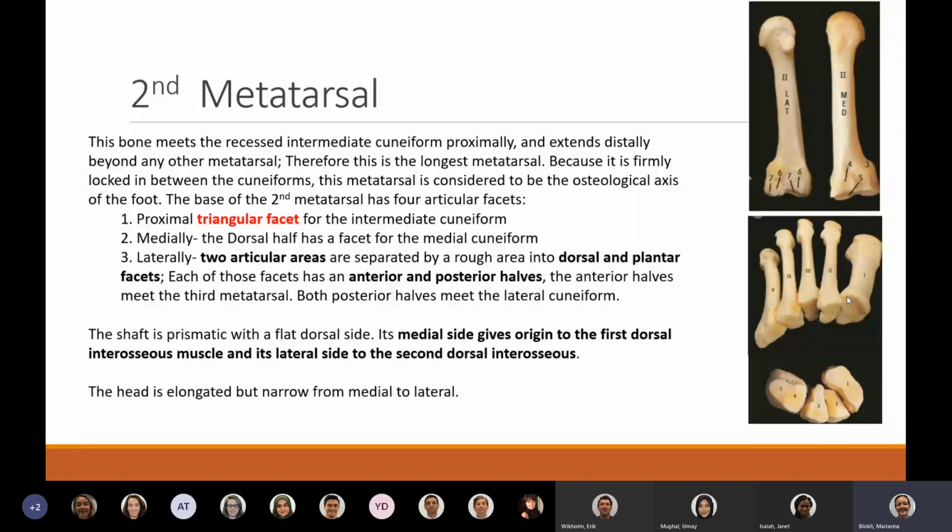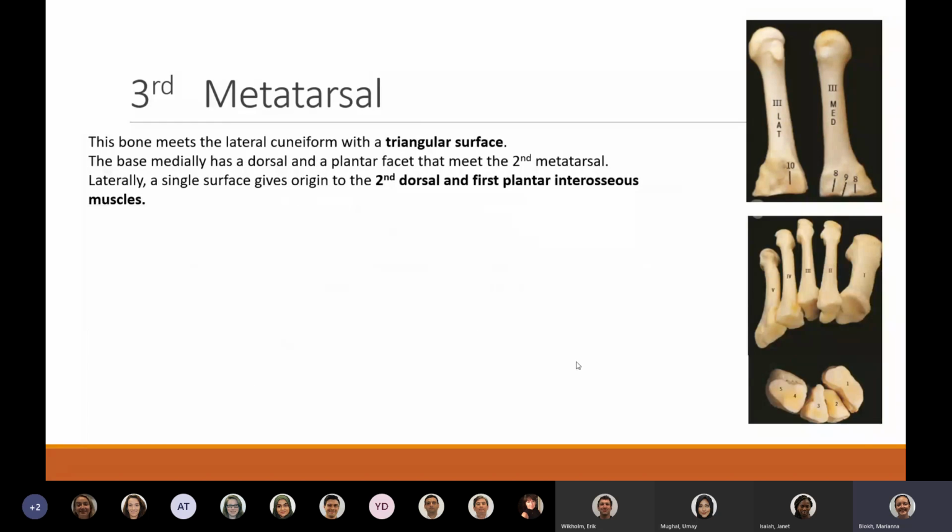The other thing to start noticing, as far as the lesser metatarsals, is the shaft area, the medial side and the lateral side of the shaft: which metatarsal gives origin to which interossei muscle, okay? Big high yield thing. So, the following is true about the second metatarsal: A, it has a triangular facet for the intermediate cuneiform. B, the medial side gives origin to the first dorsal interossei. Okay, true. The lateral side gives origin to the first plantar interossei. False. So that's how they're going to ask the questions. So know that.